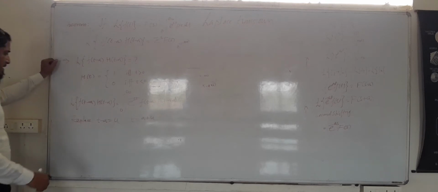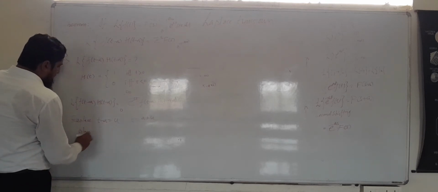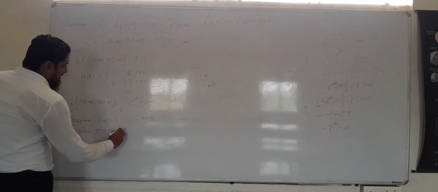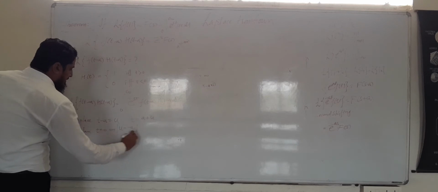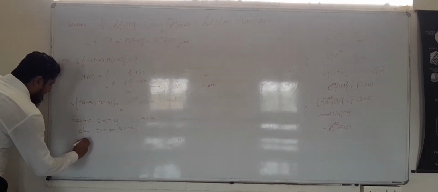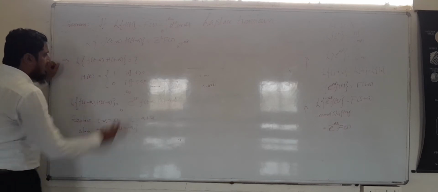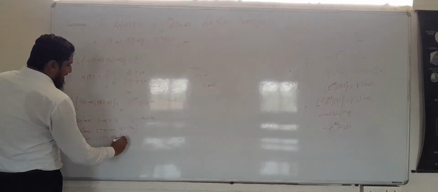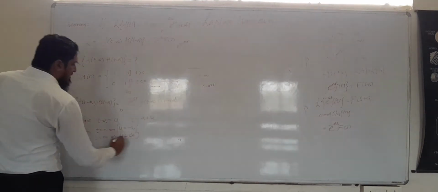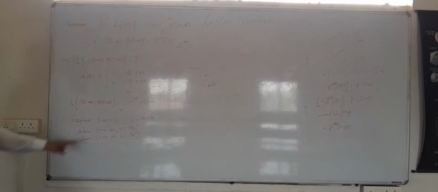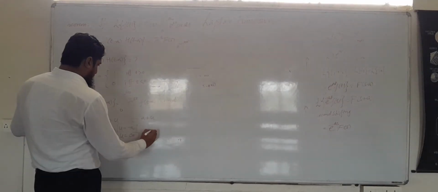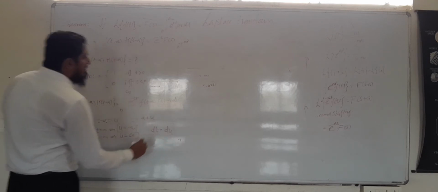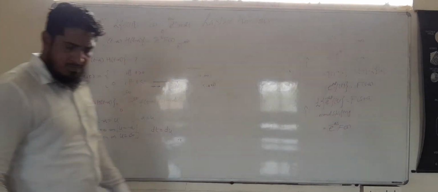Whenever t is equal to 0, this implies that u is equal to minus a. Correct? And when t is equal to infinity, this implies that infinity minus a is again infinity. And if we differentiate t with respect to u, we will get dt equals du. Correct?